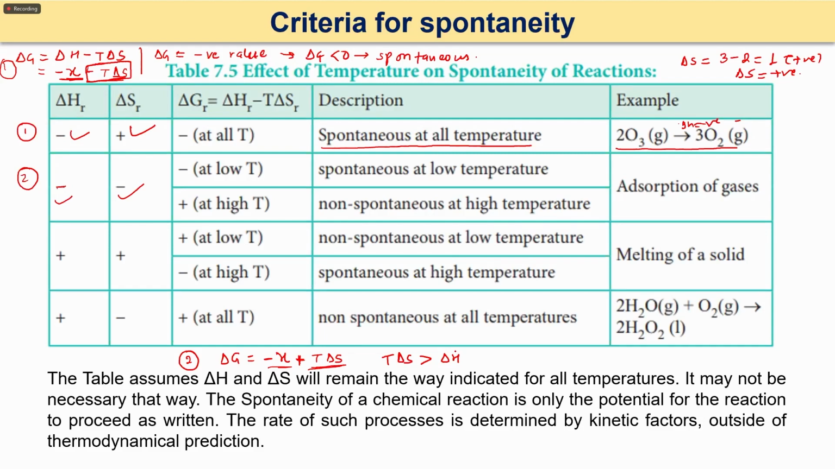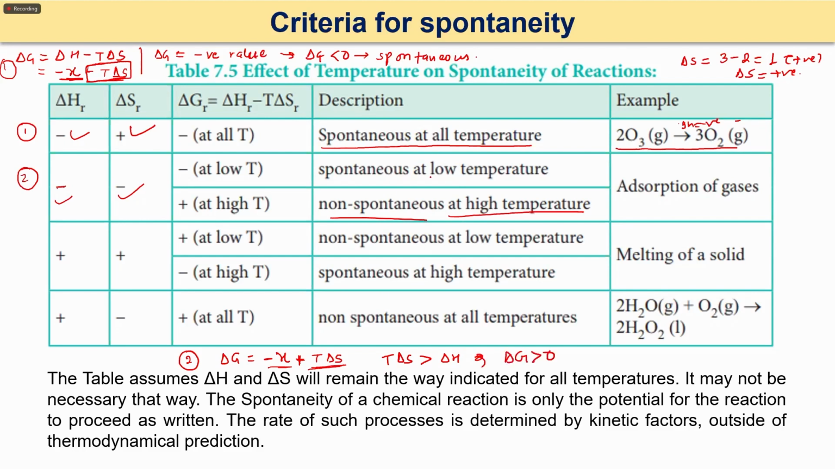So if T delta S is greater than delta H, this will be a high value. That means your delta G will have a positive value. If your delta G has a positive value, then your reaction will be non-spontaneous. So at high temperature, the process will be non-spontaneous, because in this case your delta G will be greater than 0.